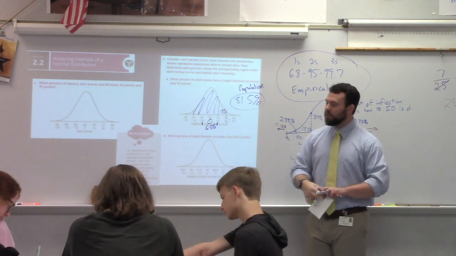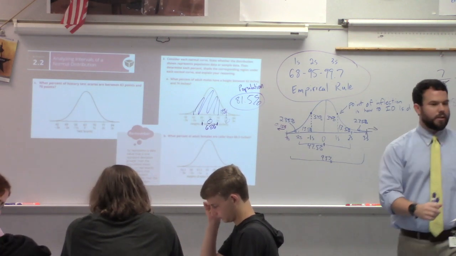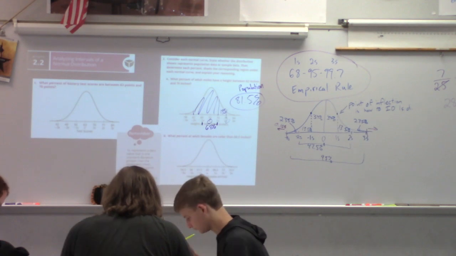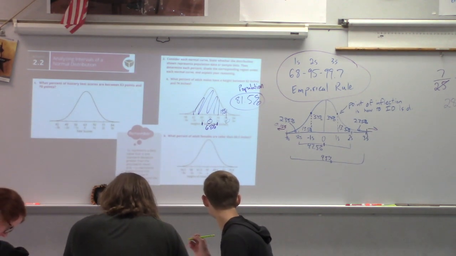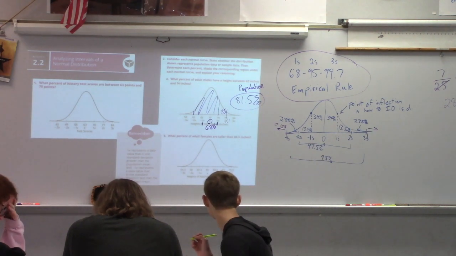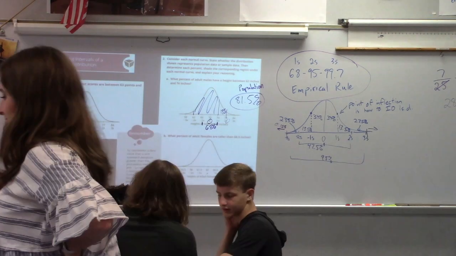Alright, try to get B done. We'll wrap up in 2 minutes. So try to get B done. Hold on a second. Be careful. That's not what that problem says. Between 62 and what? The bottom is 62. What'd you go to?